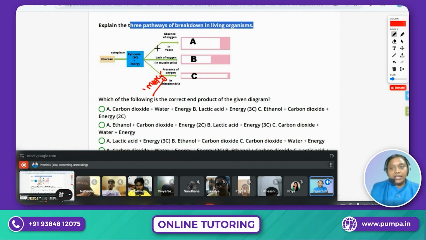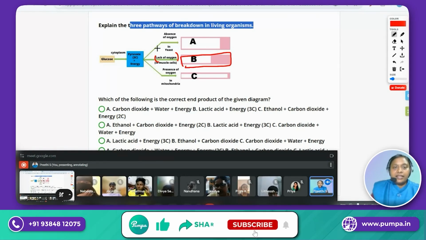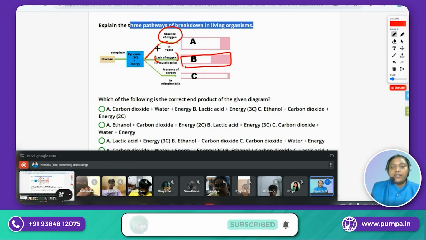But during heavy exercises, or if you are lifting any objects, the next day you will be having a pain, right? Even athletes will also have the pain, right? What is the reason for the pain? This is called a lack of oxygen. If there is no lack of oxygen, what will be produced?